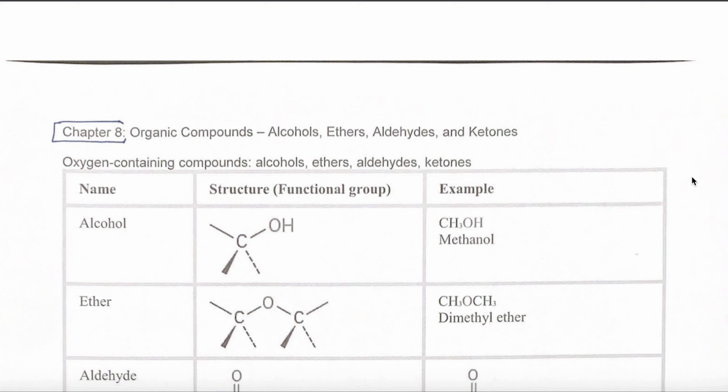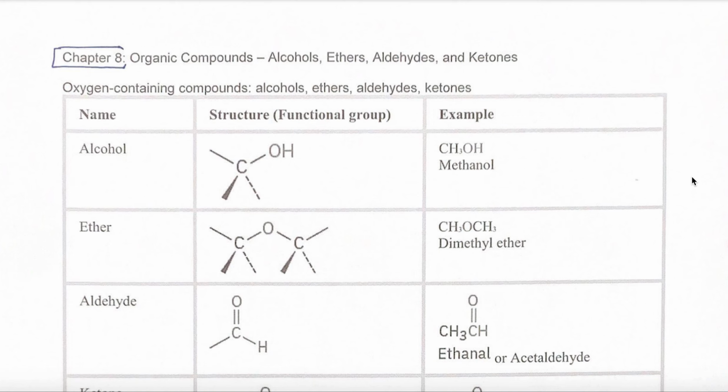All right, we're moving on to the next few different classes of organic compounds. These are oxygen-containing compounds, which include alcohol, ether, aldehyde, and ketones. And there should be one more in the next chapters. That's carboxylic acid, ester, and so on and so forth.